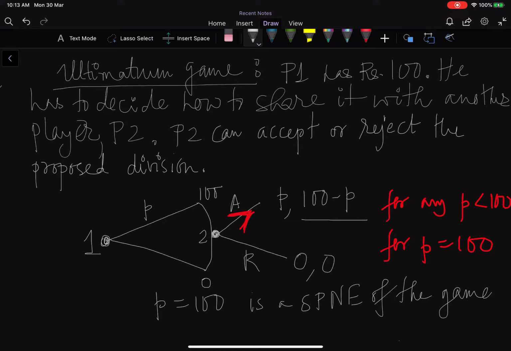These are the nice things you can do with this game. But I wanted to show this to show how extensive form depictions look like for continuous strategies. So let me stop here. In the next class on Thursday, I'll continue the discussion of subgame perfect Nash equilibrium. I'll do more examples and applications of that. Okay, so let me stop here now.